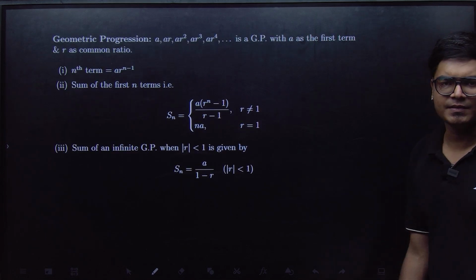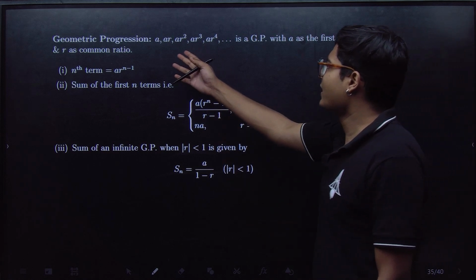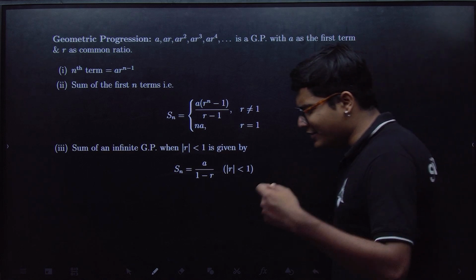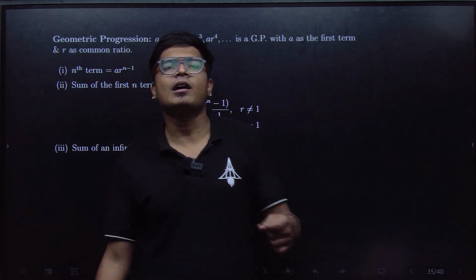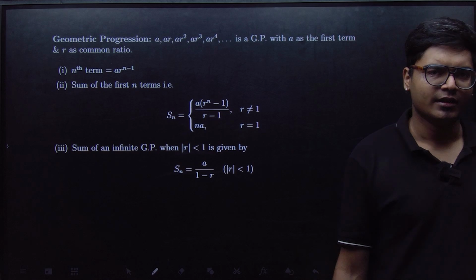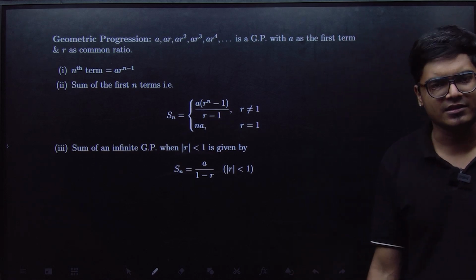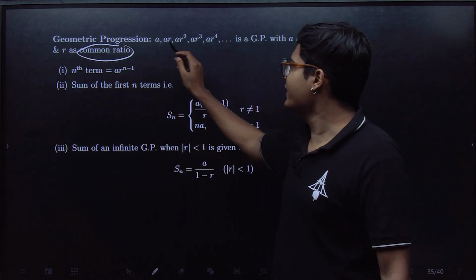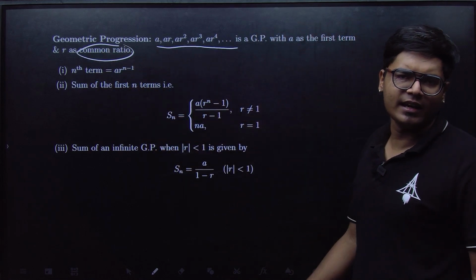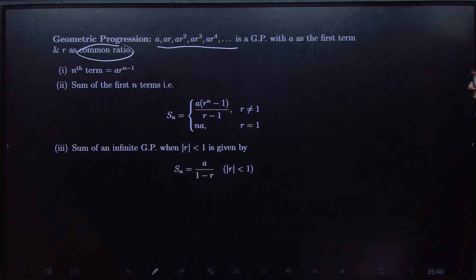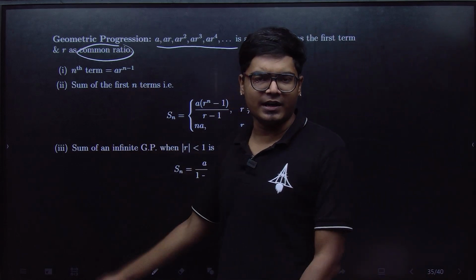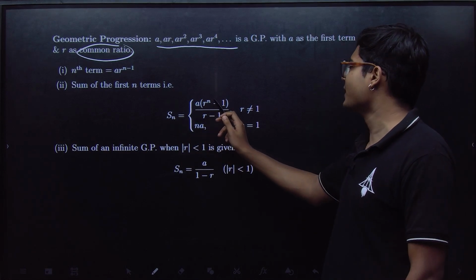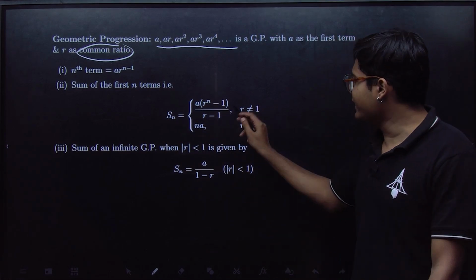Now coming to the next progression, which is the geometric progression. A, AR, AR square and so on is called a GP, where A is the first term and R is the common ratio. Essentially, just like an AP, if the ratio of any two consecutive terms is constant, then it's known as a GP, and this constant ratio is known as the common ratio. So a GP would look something like this: A, AR, AR square, and so forth. The nth term of this GP is nothing but A times R to the power n minus 1. The sum of the first n terms is given by Sn is equal to A times (R to the power n minus 1) divided by (R minus 1), given that R is not equal to 1.